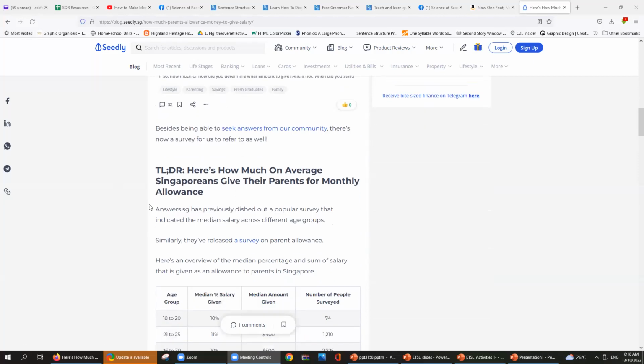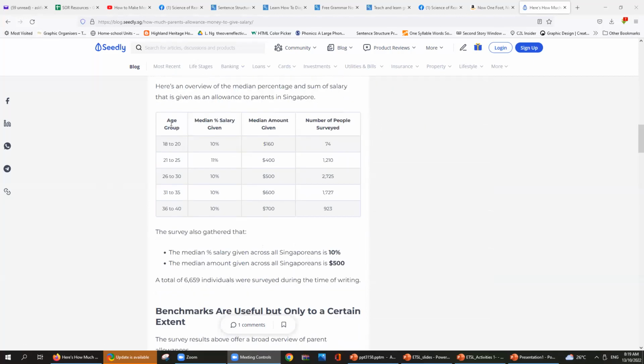So they did a survey, and for kids who are 18 to 20, they've just started on the career path. On average, they'll give their parents about 160 Singapore dollars, which is similar to Canadian dollars, a month. And then as they get older and make more money, they give more. By the time they're in their 30s, they're usually giving about 500 a month. By the time you're 31 to 35, you're giving about 600. And then 40 and above, it's usually 700. And I think after 40, because you've made more money, it's usually about 1,800 or 1,900.